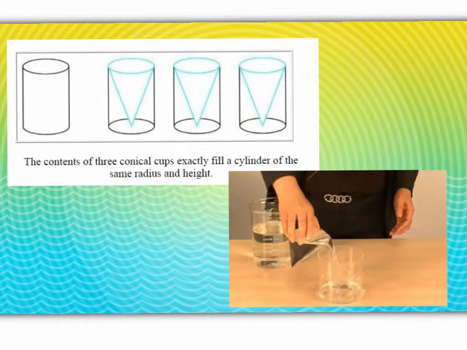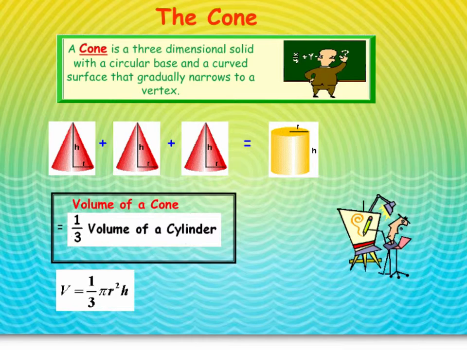Remember the video in class that we watched where we saw a cone being filled with liquid, and it took 3 cones to fill up a cylinder? Well, the contents of 3 conical cups exactly fill a cylinder of the same radius and height. So it takes 3 of these cones to fill up this cylinder here. And we saw a video of that in class.